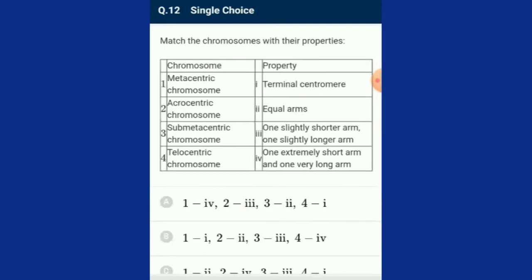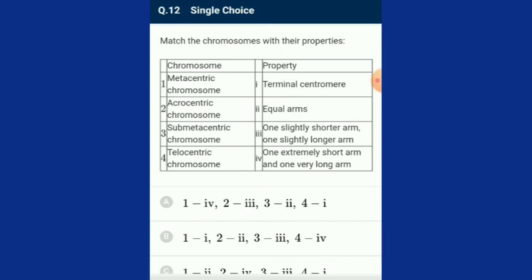Question number 12. Match the chromosome with their properties. See the tabular column. A chromosome is supercoiled DNA which is visible during the divisional phase of the cell cycle. These chromosomes contain chromatids and show primary constriction sites called the centromere. Depending on the location of the centromere, the chromosome is classified as metacentric.